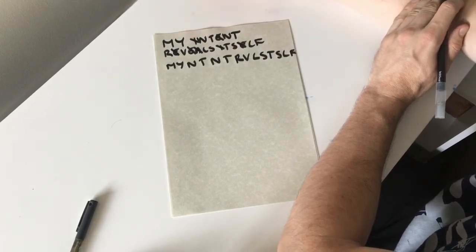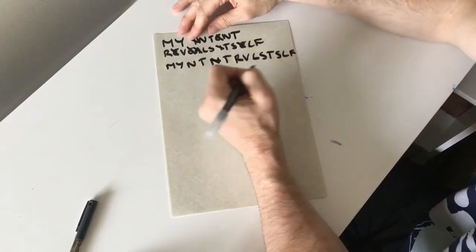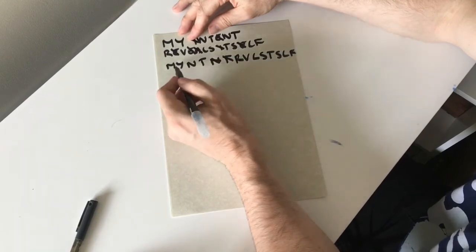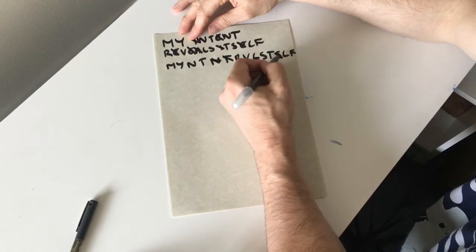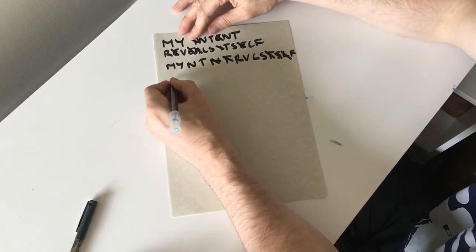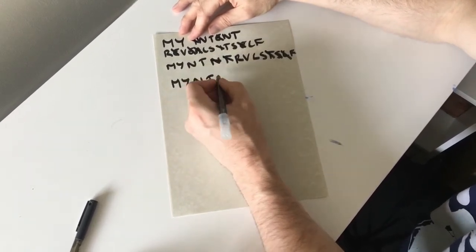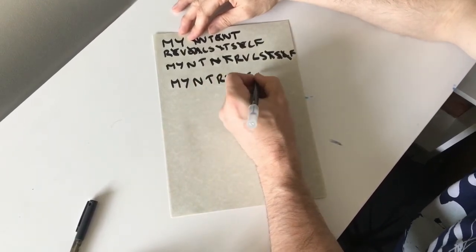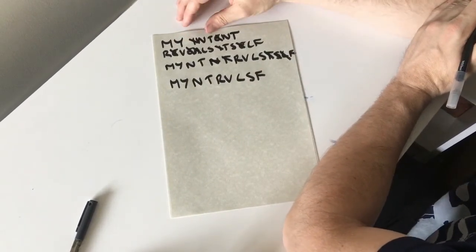So then we move to the next phase of making a sigil, which is to remove the duplicates. So we've got two N's, so we're going to take the second one out. Two T's, we're going to take that one out. M, Y, N, T, R, V, L. So we've got two S's and another T there. Two L's. So we end up with M, Y, N, T, R, V, L, S, F. This is the bit where I always have a slight panic that I've missed one.